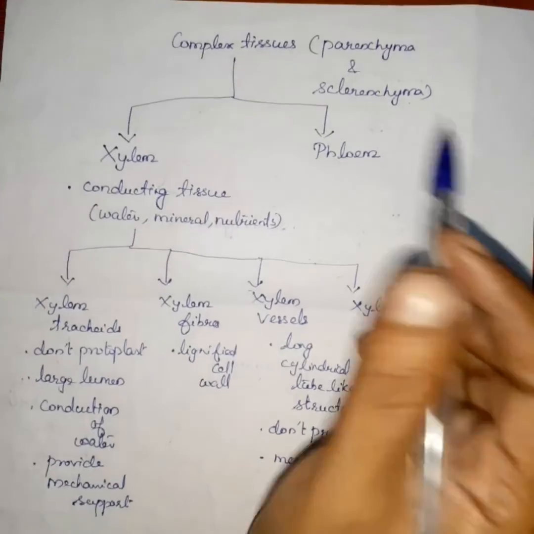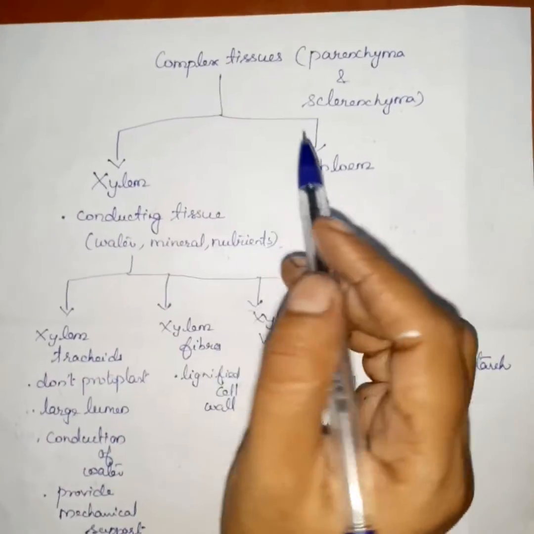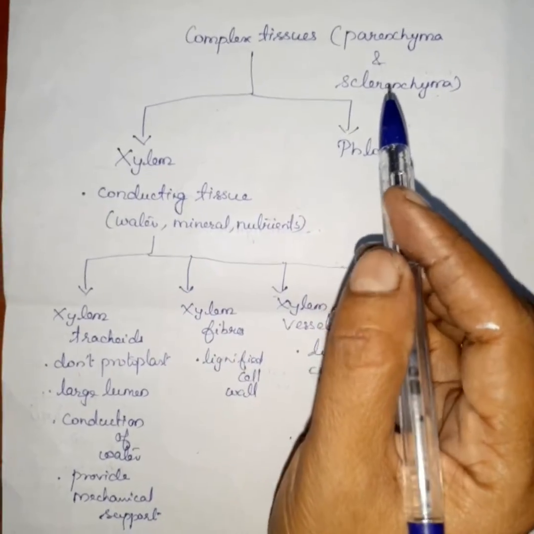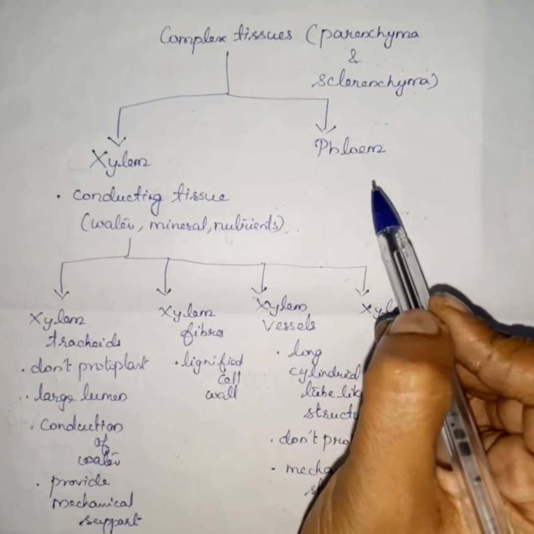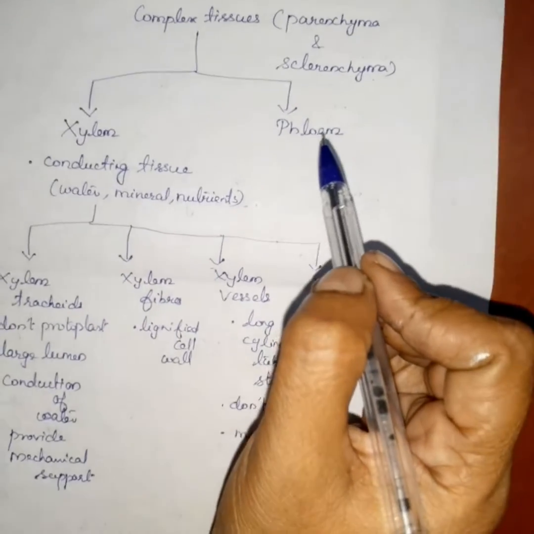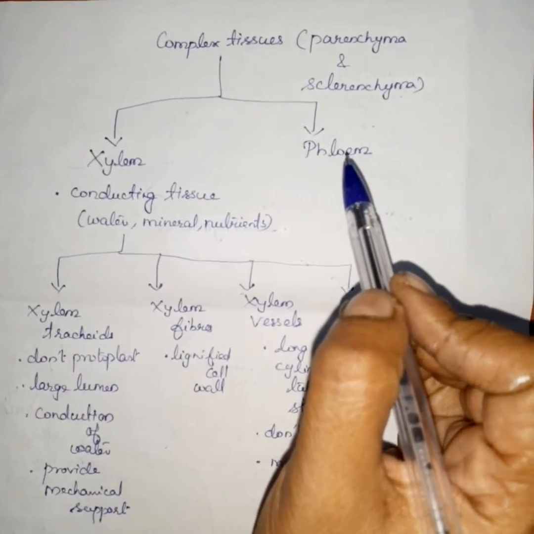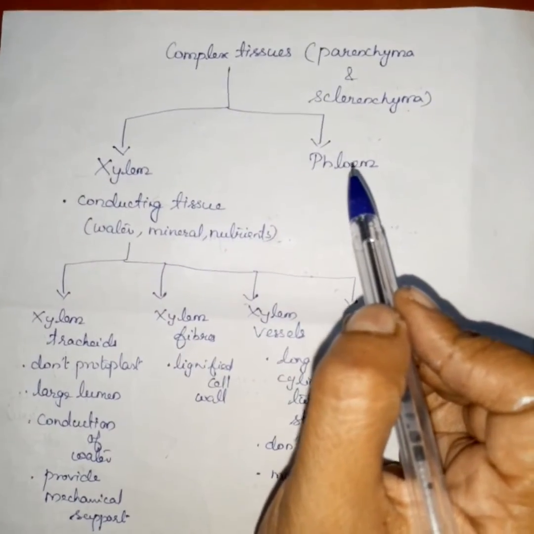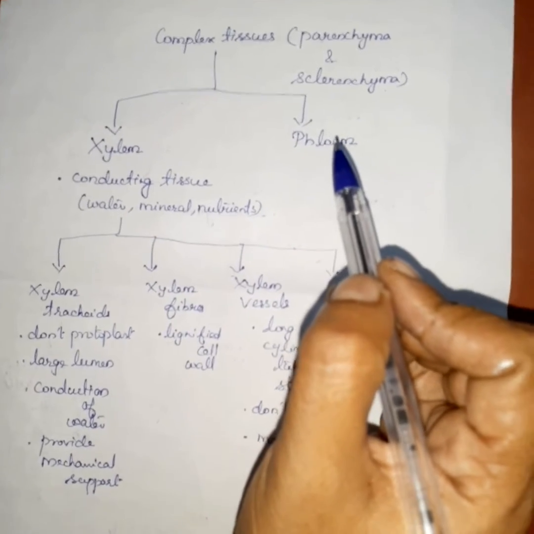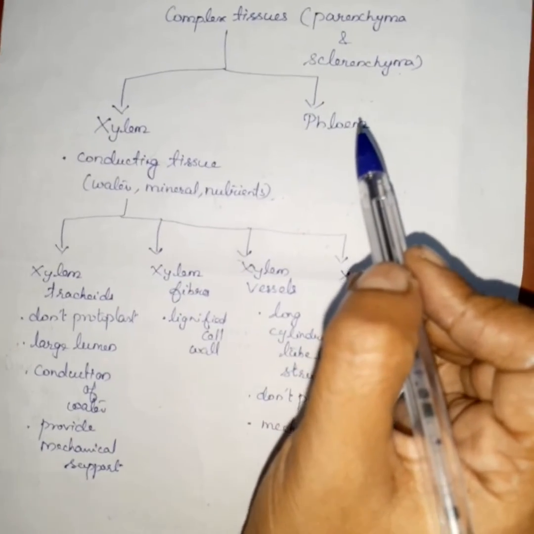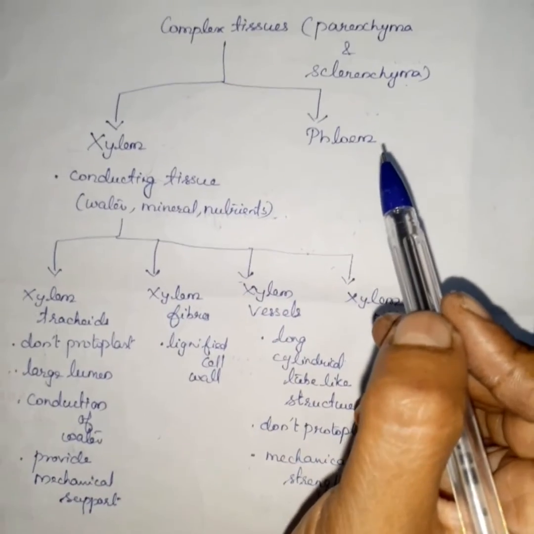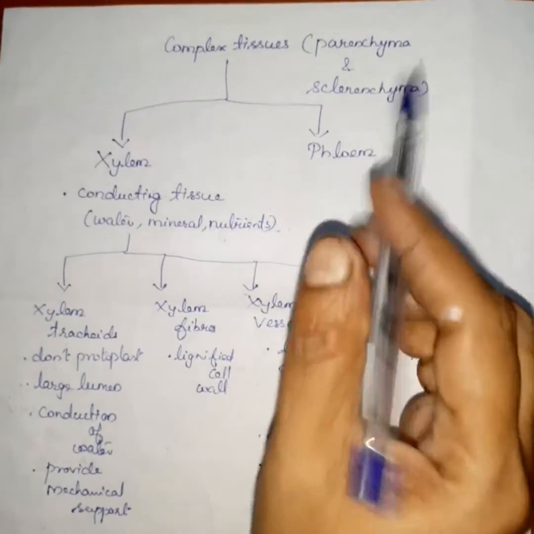Next we are going to study the complex tissue. The complex tissues are divided into two groups: xylem and phloem. What is complex tissue? Complex tissues are made up of more than one type of cell. These cells work together as a unit. It is very important. The complex tissues contain parenchyma and sclerenchyma.